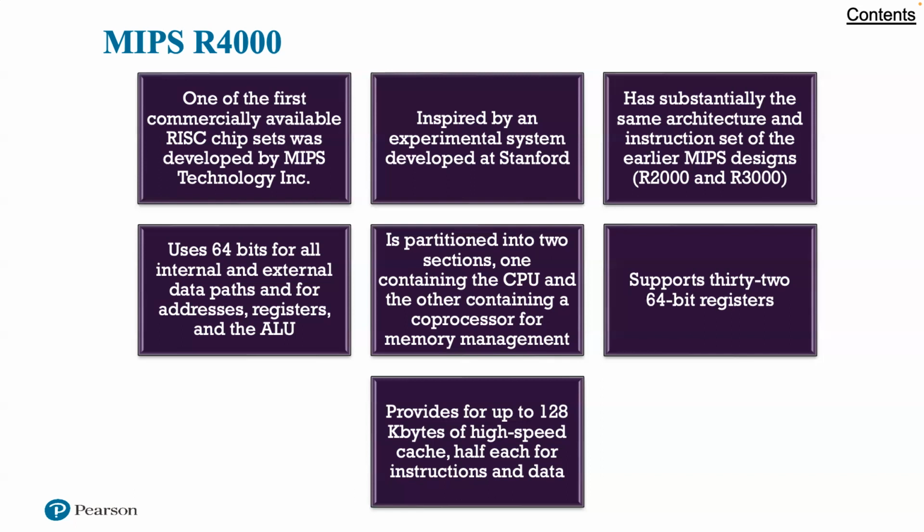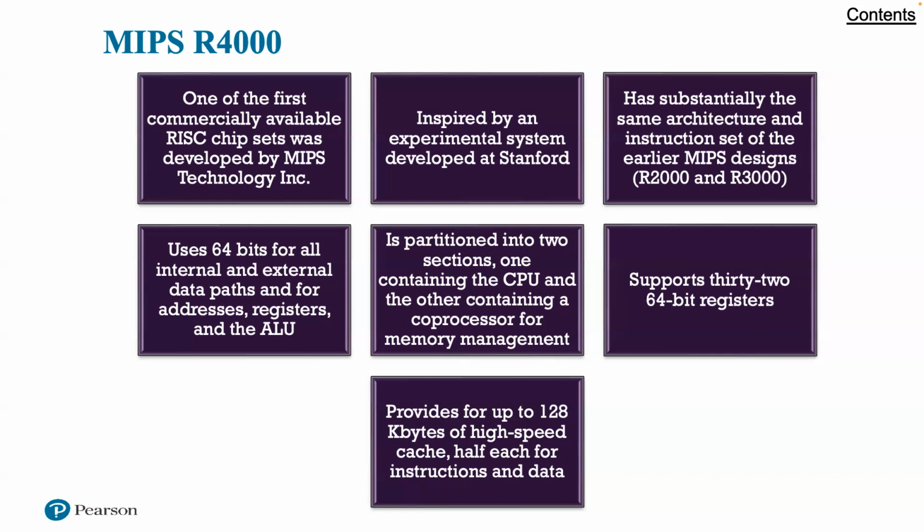The R4000 processor chip is partitioned into 2 sections, one containing the CPU and the other containing a coprocessor for memory management. The processor has a very simple architecture. The intent was to design a system in which the instruction execution logic was as simple as possible, leaving space available for logic to enhance performance. For example, the entire memory management unit.